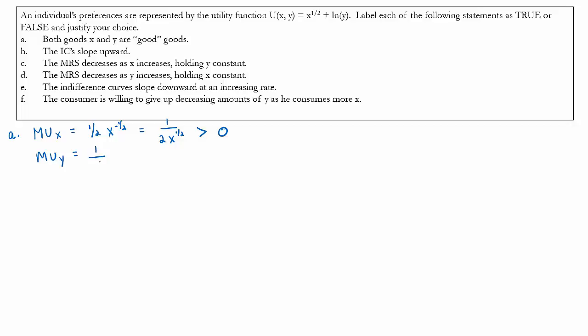MUy, given the utility function here, is 1 over y. Again, assuming a positive y, MUy is also positive. This means that as consumption of y goes up, total utility goes up, more is better. And for both of them, we can flip that. As consumption goes down, total utility goes down, so less is worse. Therefore, we see that both goods are good goods. Statement A is therefore true.